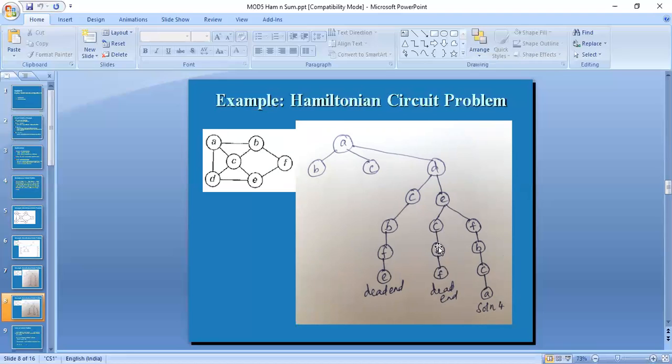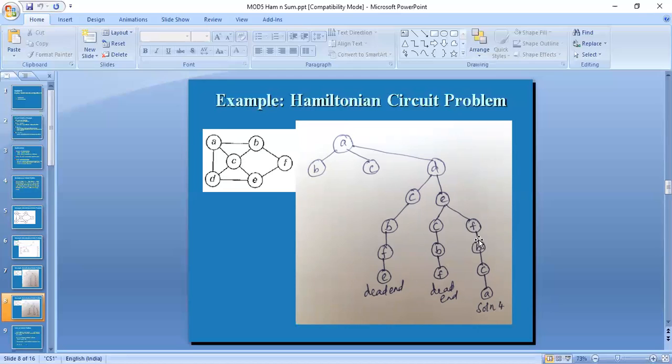Backtrack, go to B, no more option. Go to C, no more option. Go to E, there is one more option. For E, from A, we are going to D. From D, we are going to E. From E, we have two options, C and F. C is already completed, so we will move on to F.